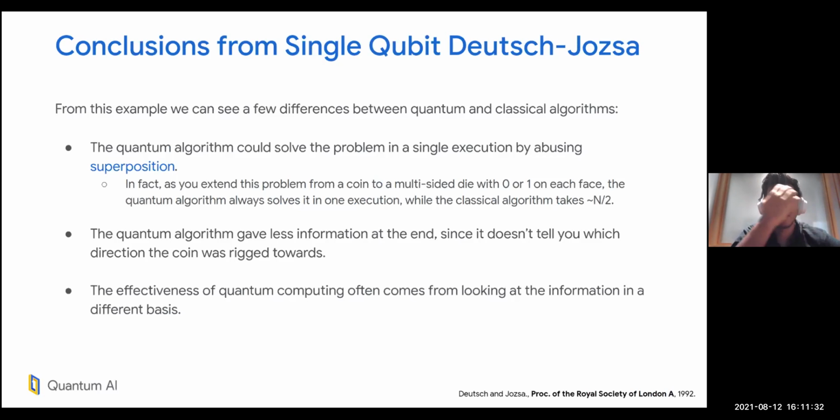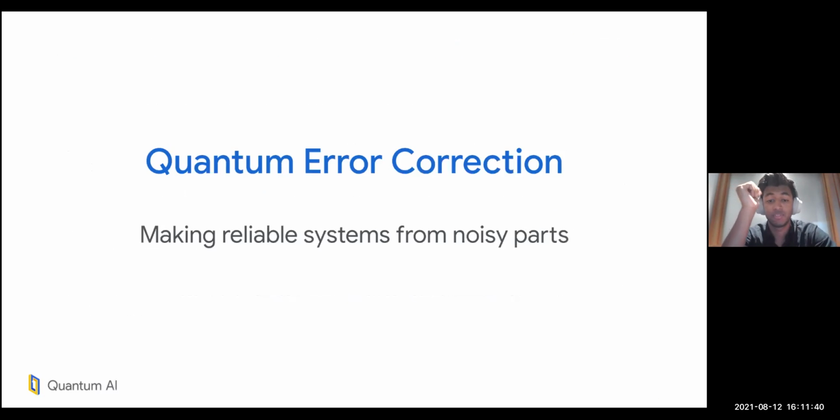So the last thing I'm going to talk about is quantum error correction. It sounds kind of fancy. This is actually what my PhD was on. It's more specific than the rest of the stuff I'm talking about today. But essentially, the idea of quantum error correction, or error correction in general, is making reliable systems from noisy parts.